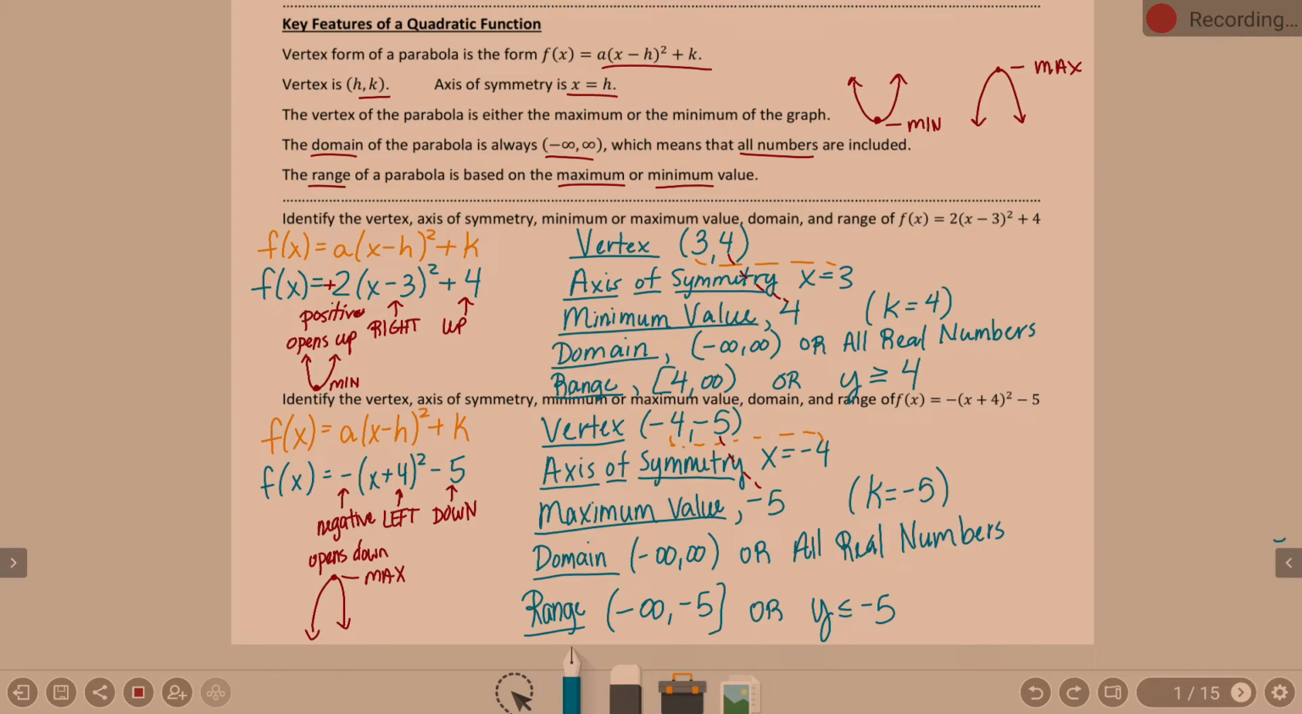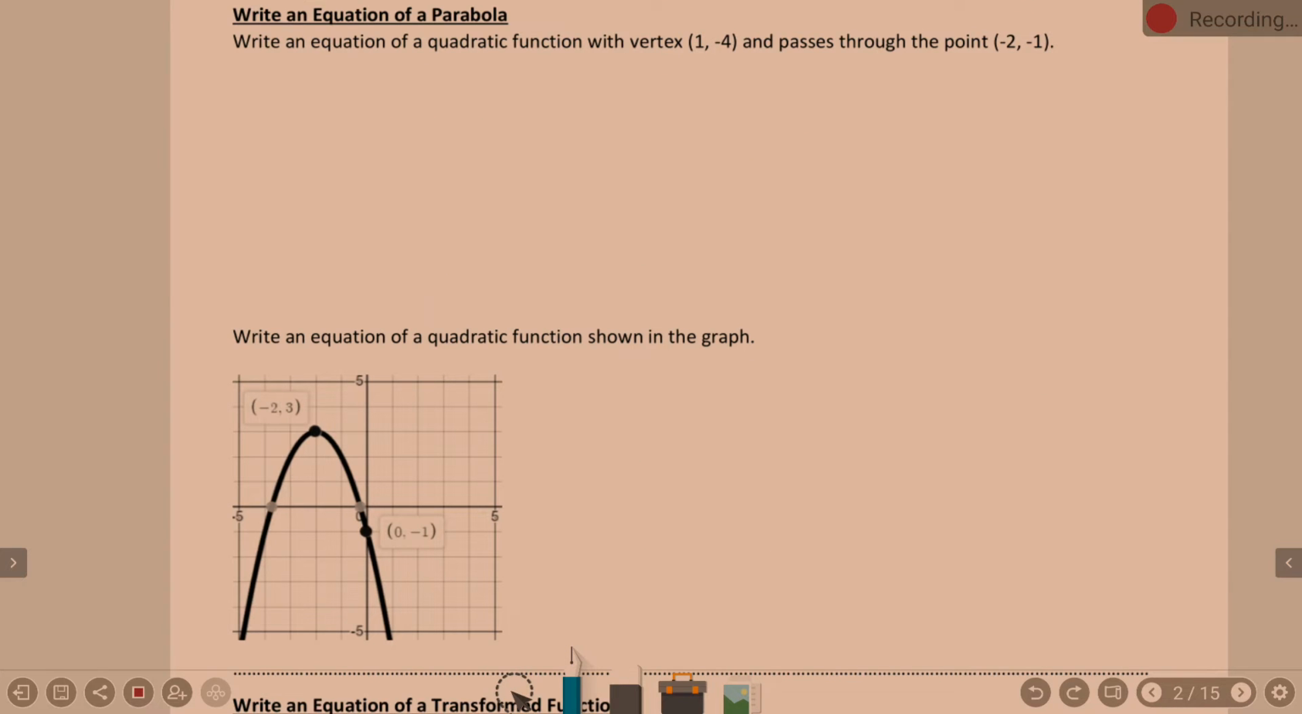Let's look at the back page. In this section, we are writing an equation of a parabola. Now, we'll have a couple different ways we'll do this throughout this chapter. This situation is given a vertex and one extra point. So if you know what that vertex is, and then one random other point that your parabola goes through, being able to write that equation.